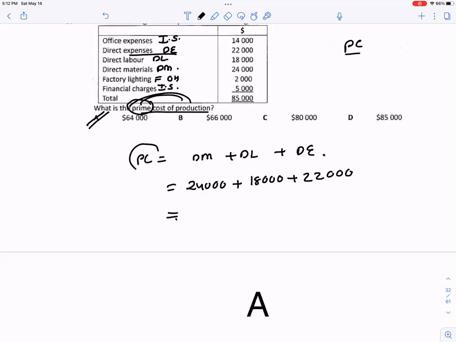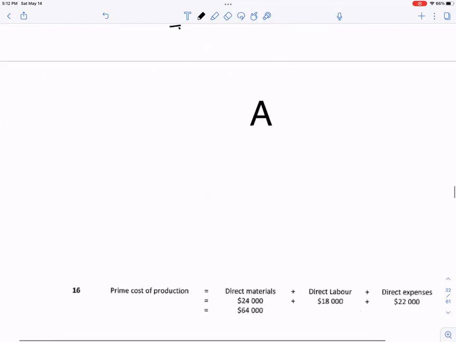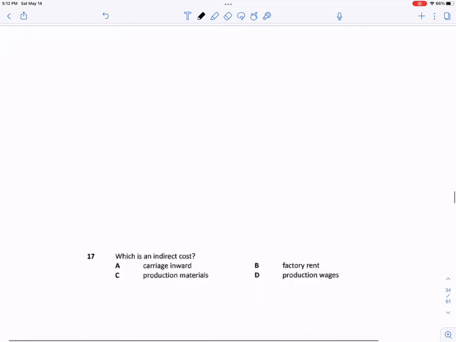Prime cost or direct cost, what does it mean? Direct material plus direct labor plus direct expense. Yes, very well. Go to the next one.